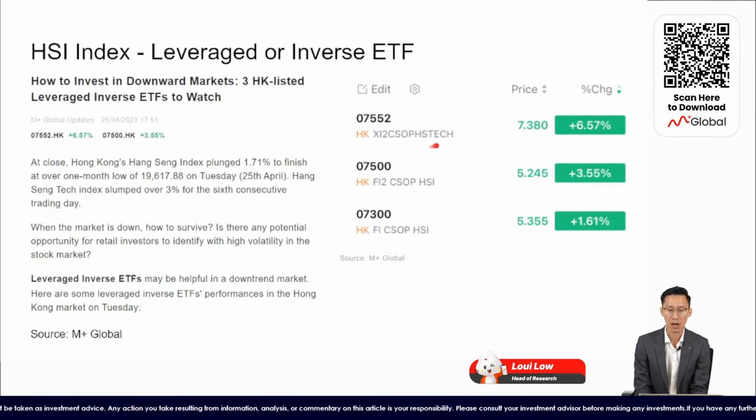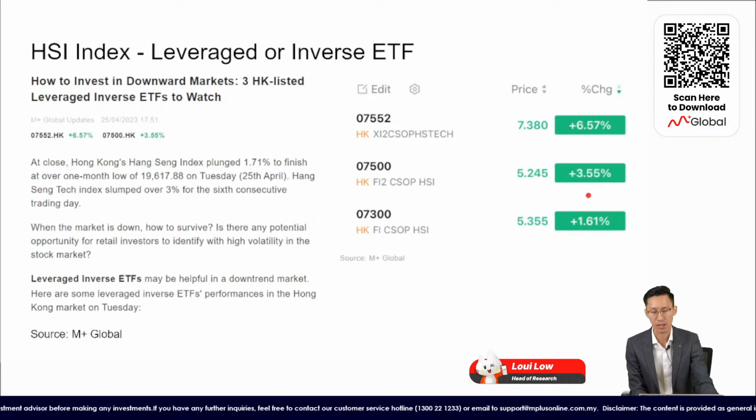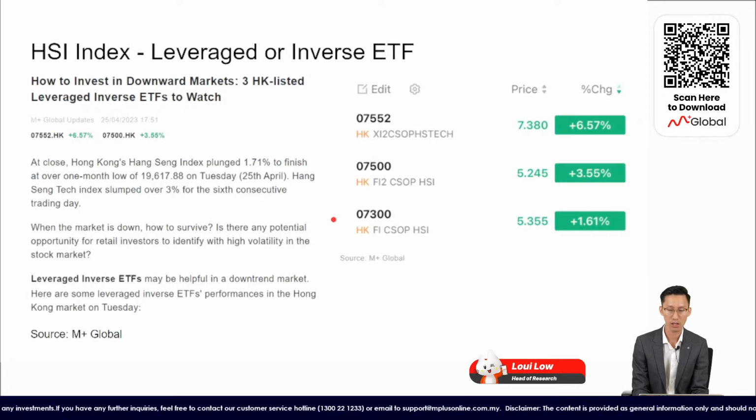So basically, this 07552 is a tool for you to speculate that the market is going down. If the Hang Seng Index is going down, then you should be able to make some money. This is one of the opportunities out there, and it has gone up at least 1%, 1.7%. Okay, so this is, I think, a leverage tool, a leverage inverse ETF that you can look out for.